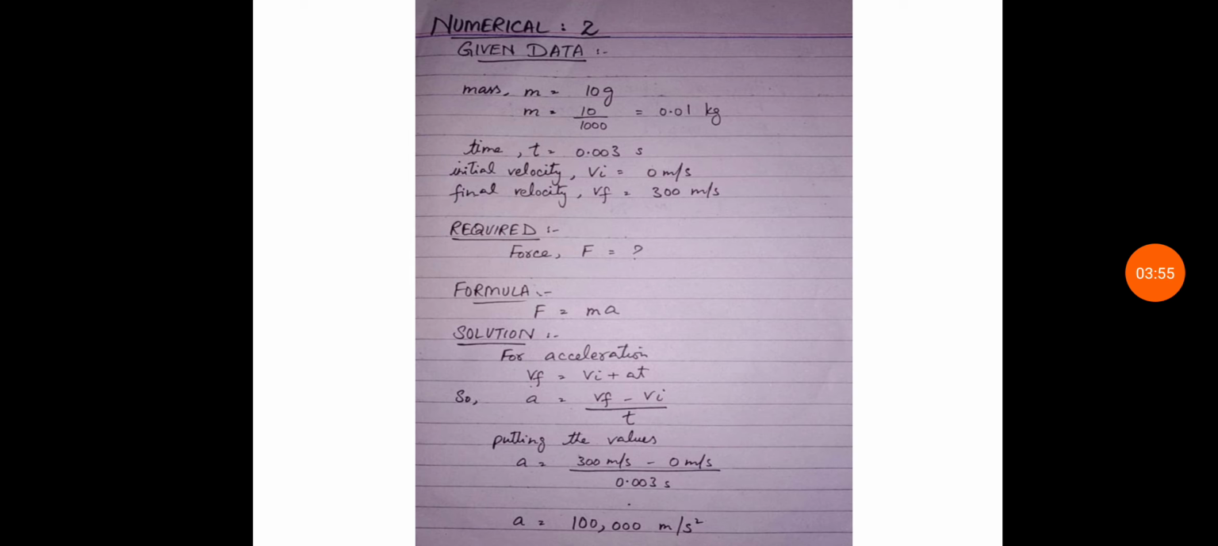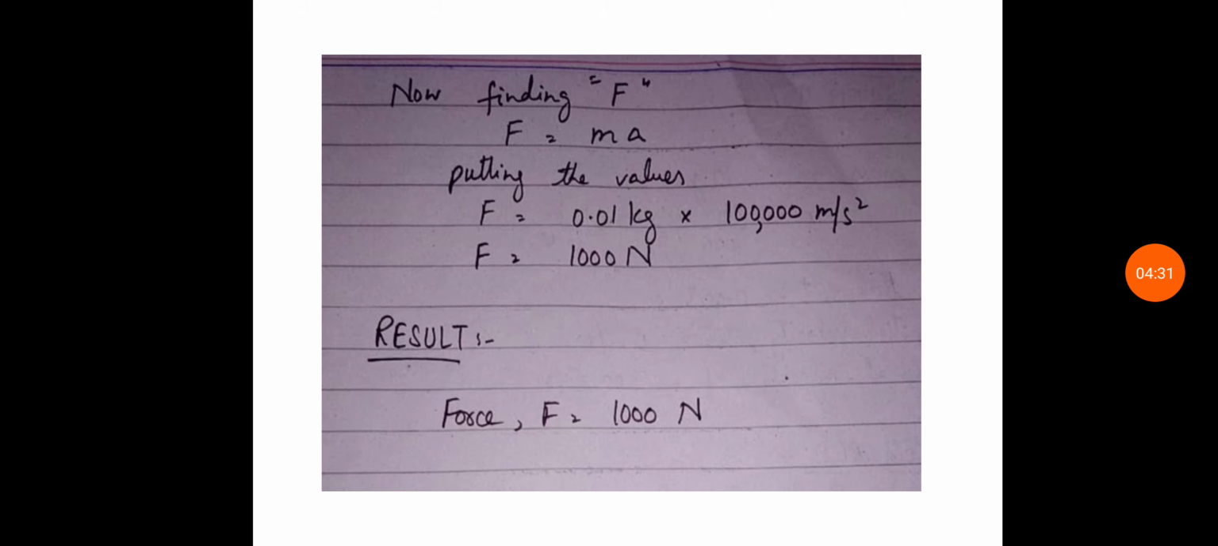F equals to ma, and here we also find the acceleration first of all. So here is given vi, vf and t. So we use the first equation of motion, vf equals to vi plus at, and by this formula we have the value of acceleration, that is vf minus vi divided by t. Putting the values, we get vf equals to 300, vi equals to 0. So 300 divided by 0.003 we get 100,000 meter per second square. Now by putting the value of this acceleration in F equals to ma, we get 1000 Newton. So our force will be 1000 Newton.